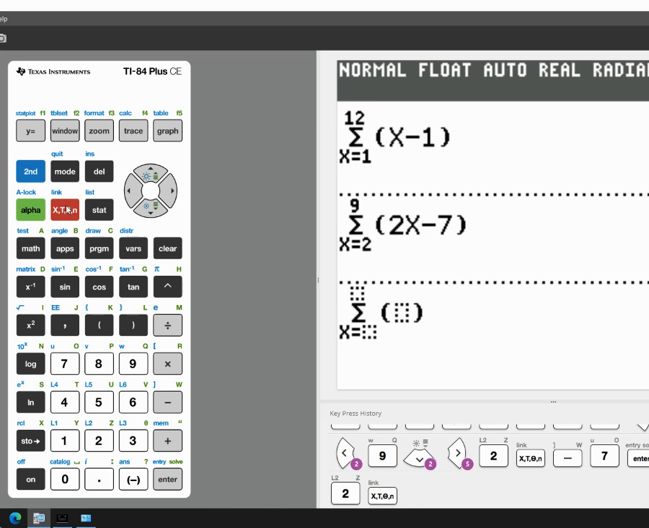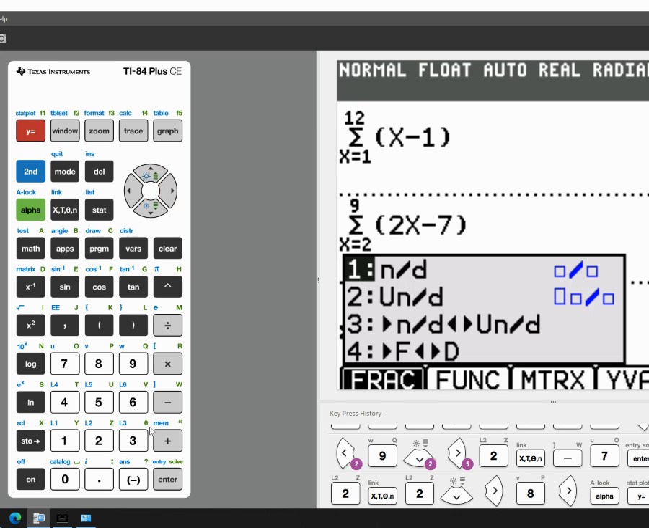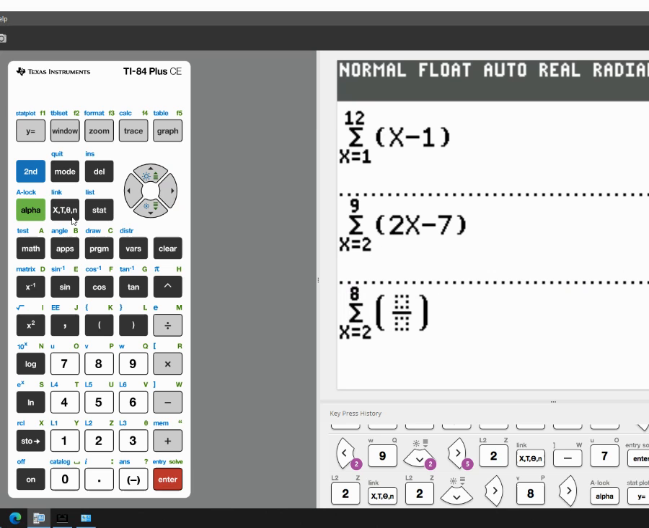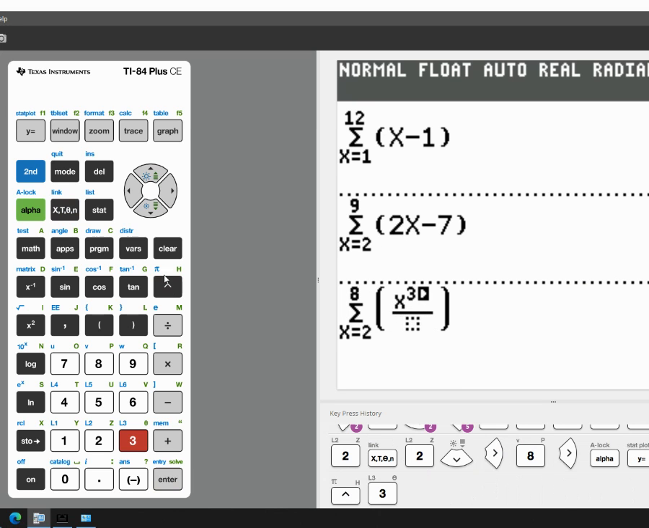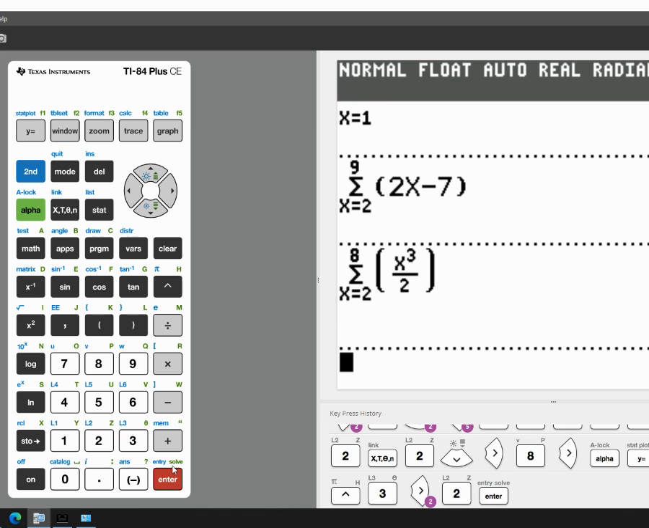All right, so let's look at number 10. Assign a variable. I'll replace C with X. It is 2 to 8. This one I'm doing a fraction, though, so I'm going to go alpha y equals number 1, and I'm going to put x cubed over 2. Now, this one, do y'all remember what kind of fraction that's called?